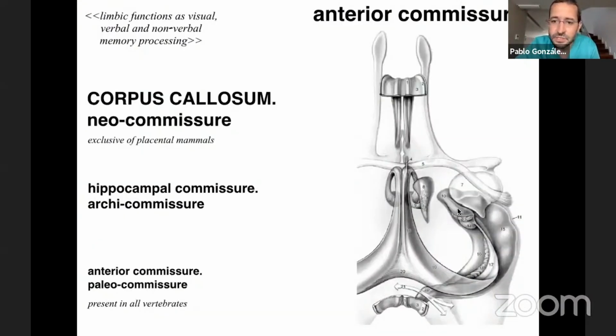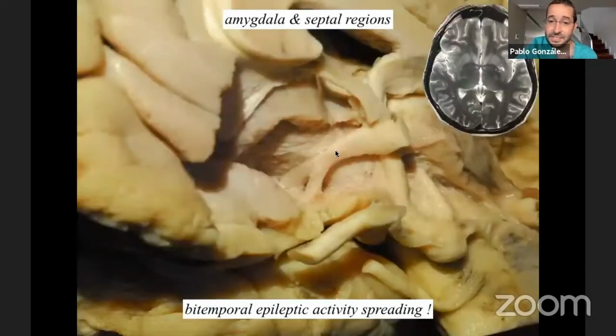And this is the commissure which is connecting not only the temporal lobes, but as you can see also the amygdala and the temporomesial structures, as well as the rhinal regions. And this anterior commissure is a pallial commissure which is present in all vertebrates, different to the corpus callosum, which is exclusive of placental mammals. This is a dissection from my time in Istanbul in which we were able to find this anterior commissure connecting both septal regions and bilaterally, the temporal lobes and the amygdala.